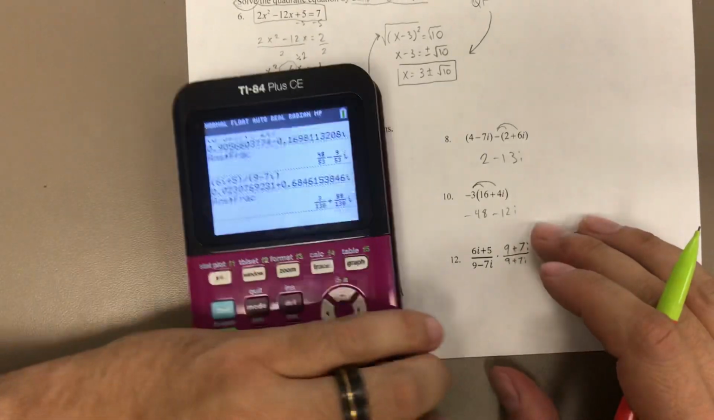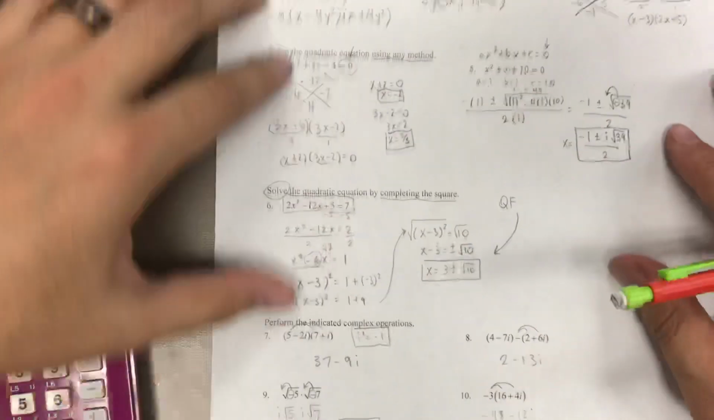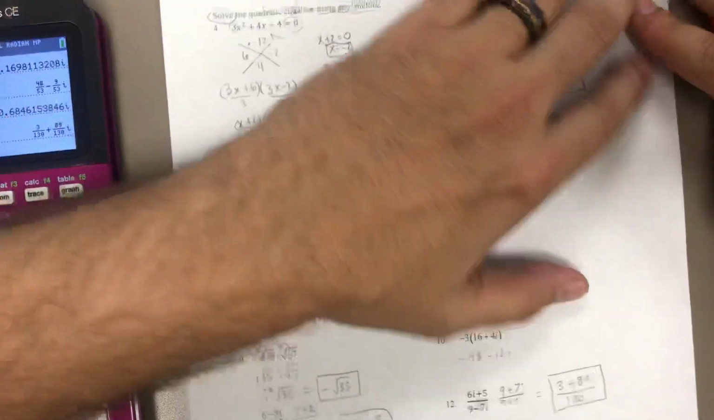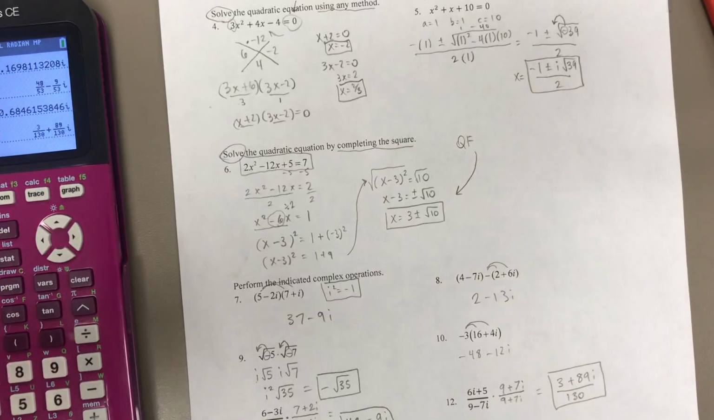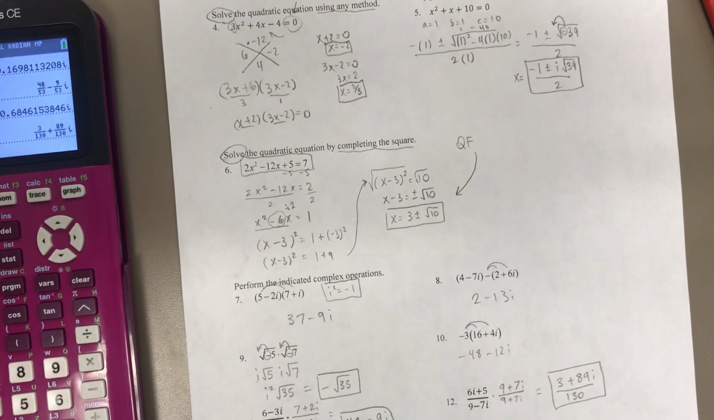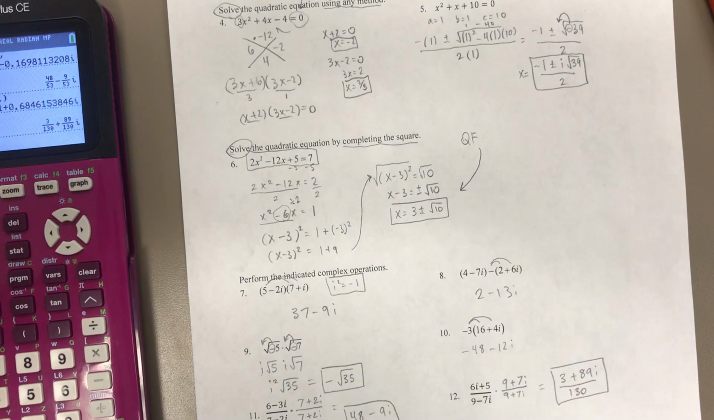So that completes the first page of the group work. Just make sure to ask questions if you have any. Ask your teachers. Come in before school or after school. Get some help. All right, that's it.